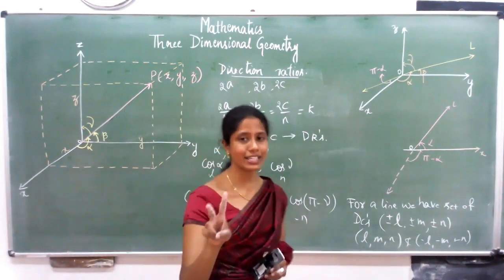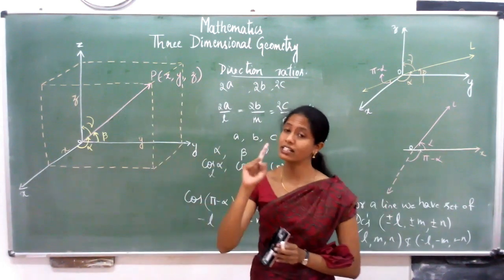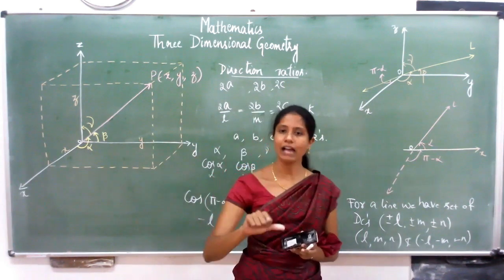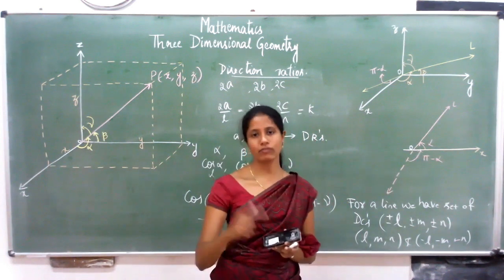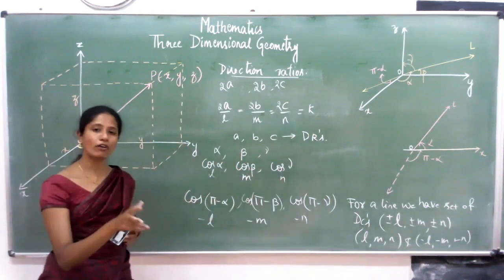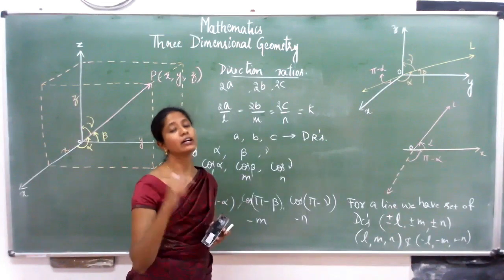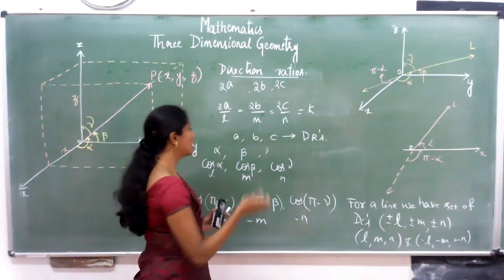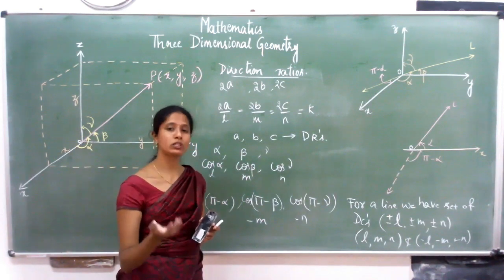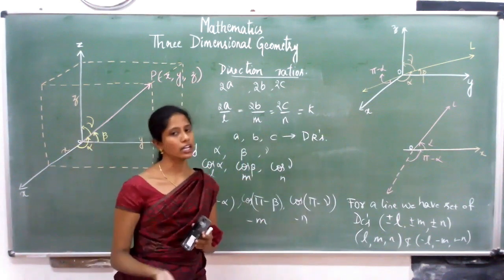I hope you have understood direction ratios and direction cosines. Why do we have two sets here? Because we are considering a line here, but in vector algebra we considered a vector. Since we are considering a line, we have two directed angles, that is alpha and pi minus alpha, similarly beta, pi minus beta and gamma, pi minus gamma. So we have two sets of direction cosines, which are l, m, n and minus l, minus m, minus n. And the three numbers A, B, C, which are proportional to direction cosines, are called direction ratios.